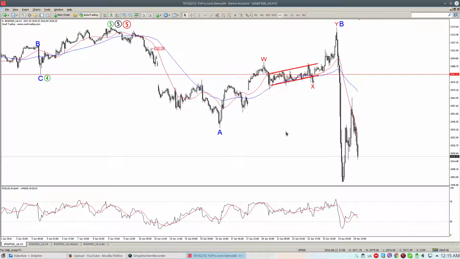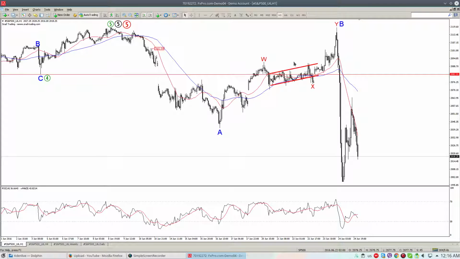Looking at the 1 hour chart, you can also see that this decline could be either 1, 2, 3, 4, 5 for wave A, or 1, 2, 3, 4, 5 for A, B, and C for wave 4, and this could either be W, X, Y, or possibly something like A, B, C for 1, 2, A, B, C for 3, 4, and A, B, C for 5 in the form of an ending diagonal, let's say, but I don't like it.